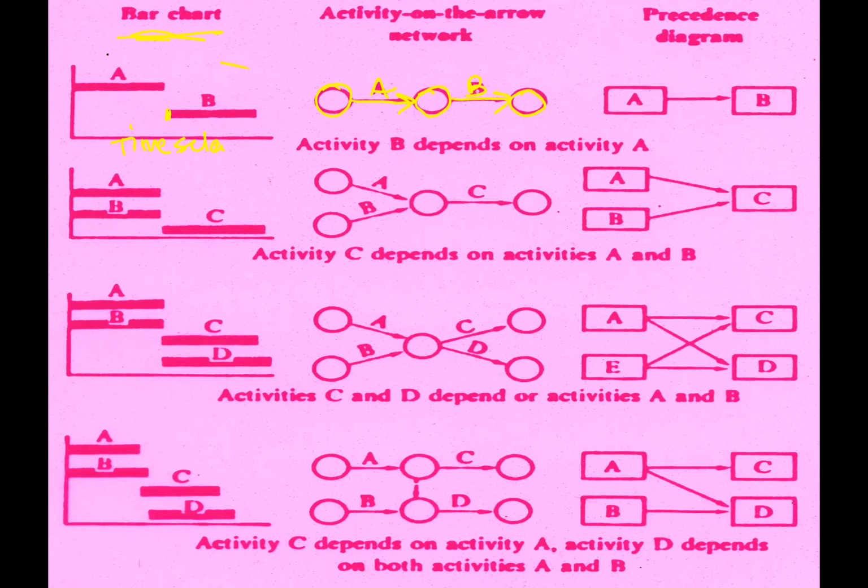So you see, this thing and this thing are the same, except the way we draw based on what we call the guideline: how to draw a bar chart, how to draw an AOA diagram, and number three. There are three columns here: bar chart, activity on arrow, and precedent diagram, or AON diagram. The simple one, we call it AON diagram, but the complicated one, we call it PDM diagram.